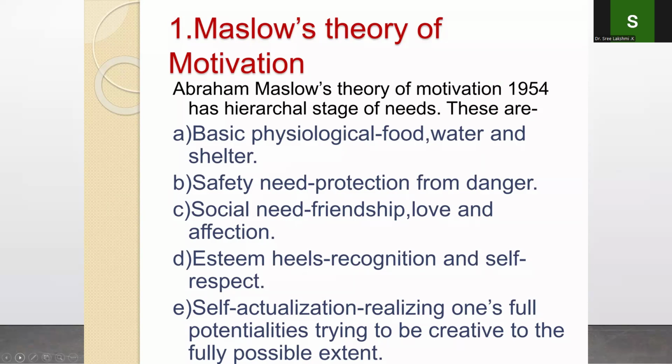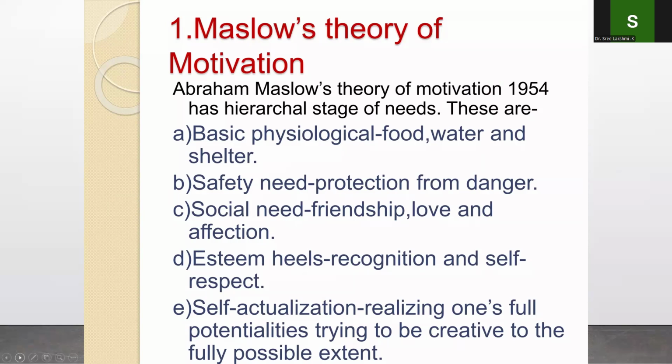For example, some individuals may prioritize esteem over love and belonging. So there are a few criticisms, such as lack of empirical support, cultural bias, and oversimplification. So this is how Maslow has explained the theory of motivation.